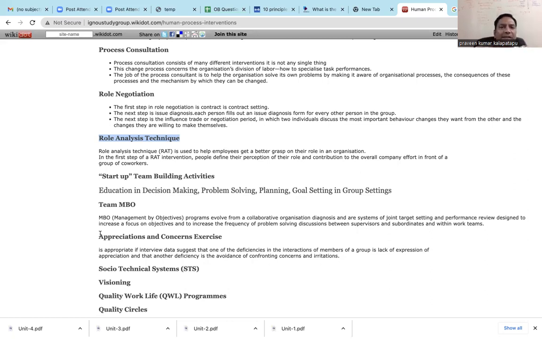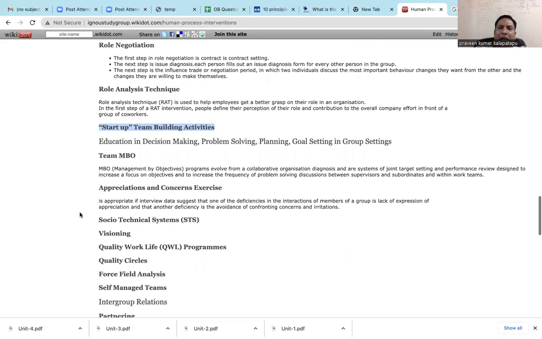Next comes the startup or team building activity. There are four main areas as far as startup and team building activity is concerned. One is diagnosis, then task accomplishment, relationships, that is team relationships, and the team and organization process. This is a typical team building exercise that concentrates on these four aspects: diagnosis, task accomplishment, team relationships, and team and organization process.